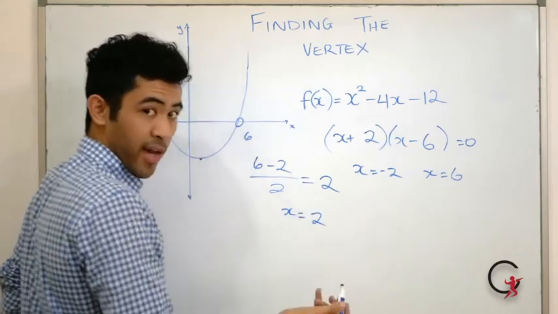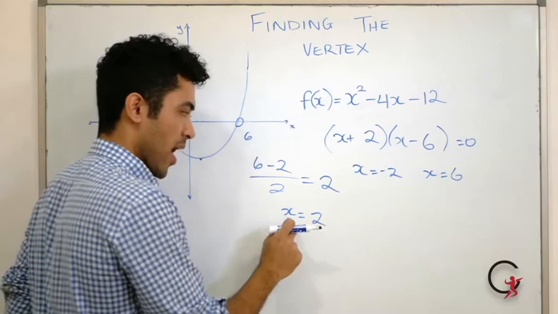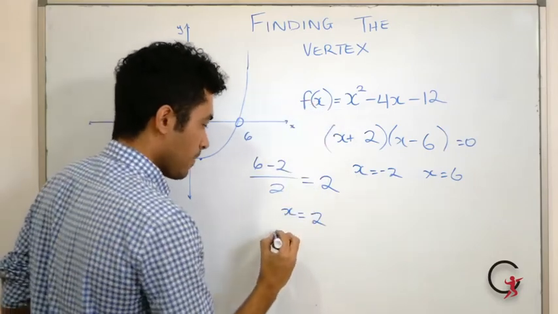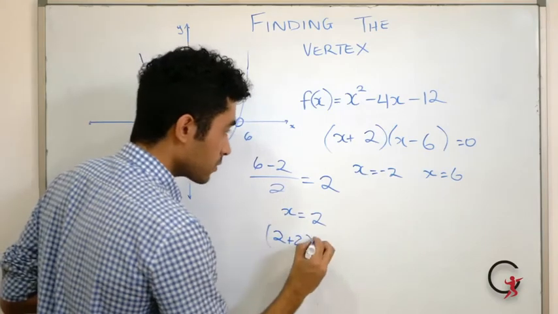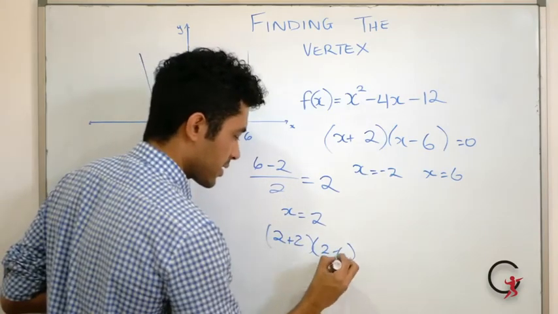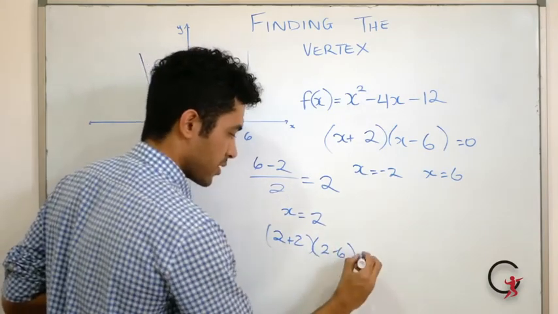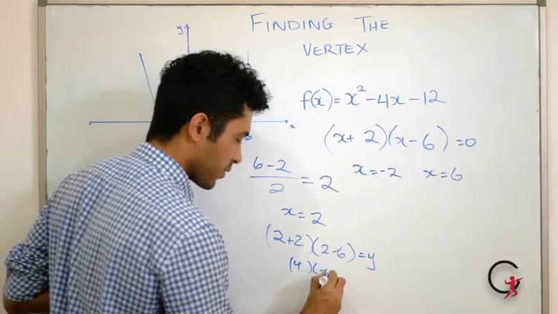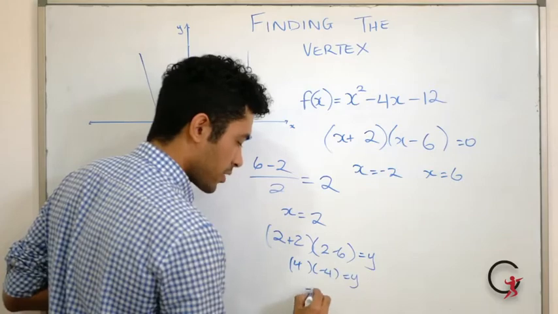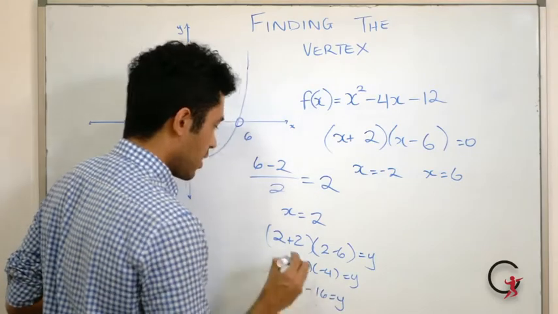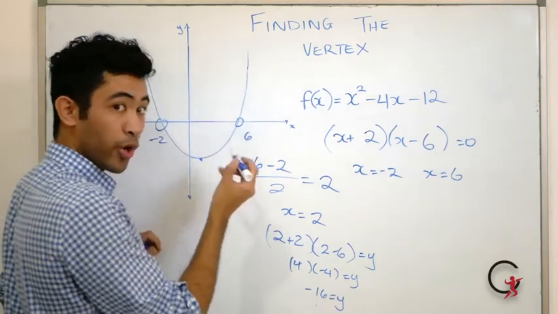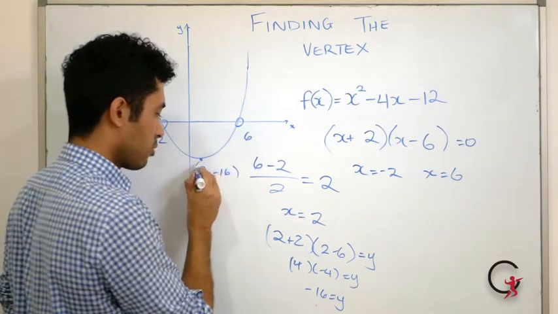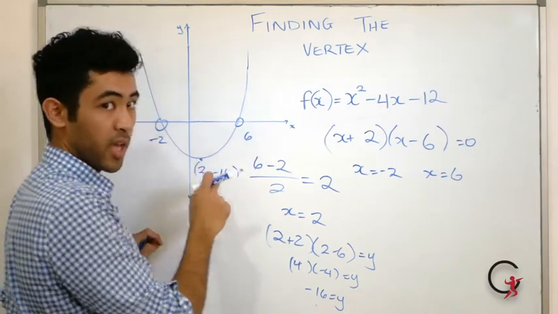How do you find the y value? Well, it's simple. You substitute x equals 2 back into this equation by simply saying, 2 plus 2 times 2 minus 6. This becomes 4. This is going to give me y. This is 4 multiplied by minus 4. Y turns out to be minus 16. So we know that the coordinates of this vertex are 2, minus 16. Remember to state your answer in coordinate form to get full marks.